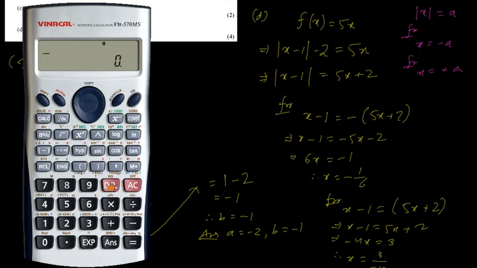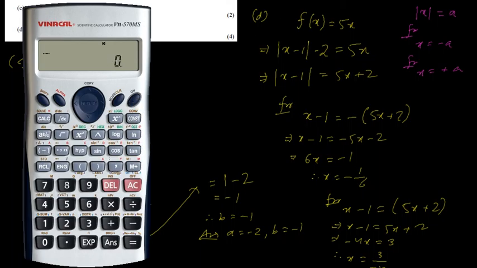Now let's check the right hand side. So 5 into minus 3 by 4 is minus 15 by 4. So minus 15 by 4 plus 2. So this is minus, this is positive, and this is negative. So that doesn't hold true.